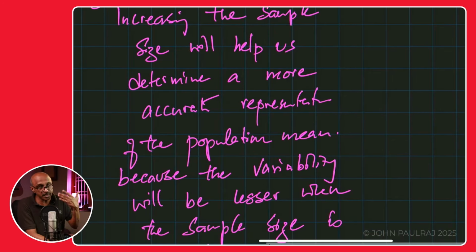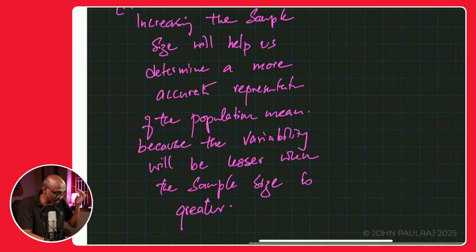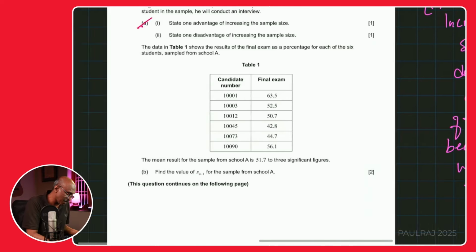But I wrote that down so that it'll help you understand the why behind it. You can just cut it short and make it a bit more succinct to answer the question. This is A part 1.